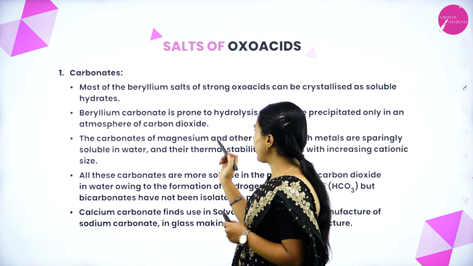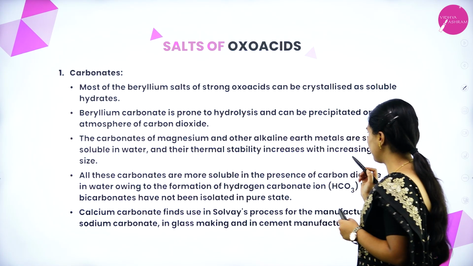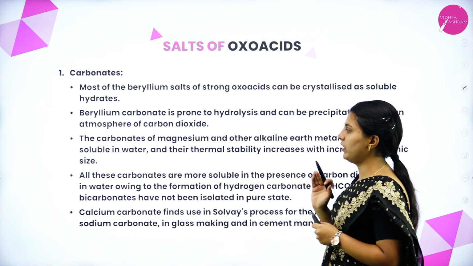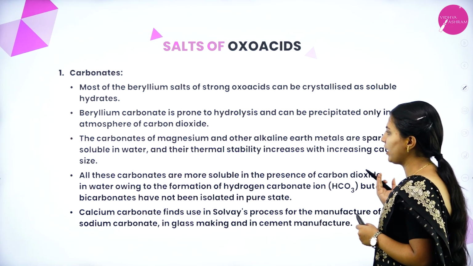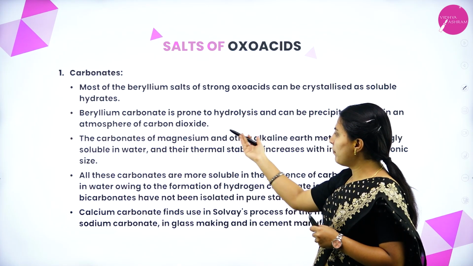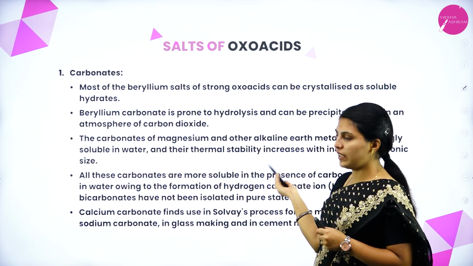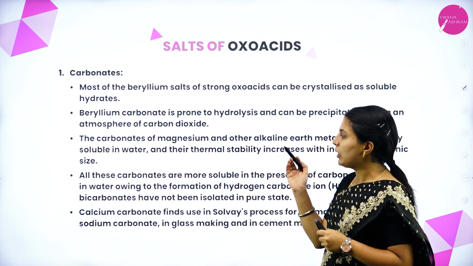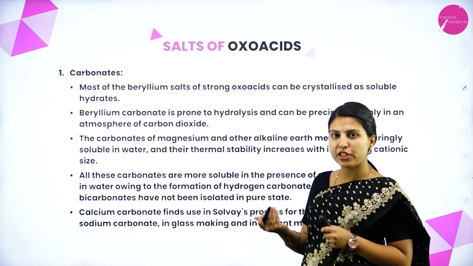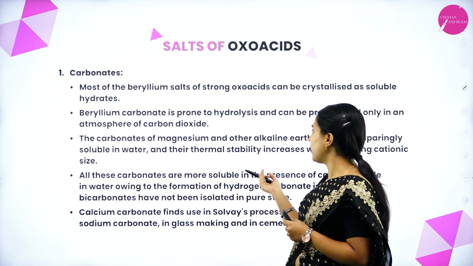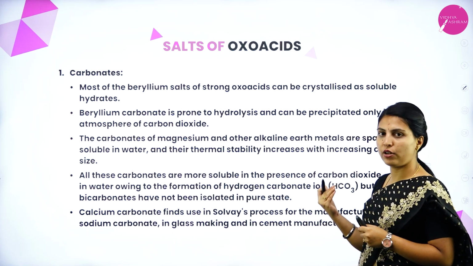The carbonates of magnesium and other alkaline earth metals are sparingly soluble in water and their thermal stability increases with increasing cationic size. What they are telling is that magnesium and other alkaline earth metals also form carbonates, which are sparingly soluble in water, and their thermal stability increases with cation size.